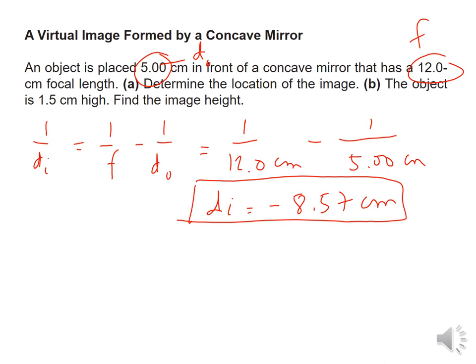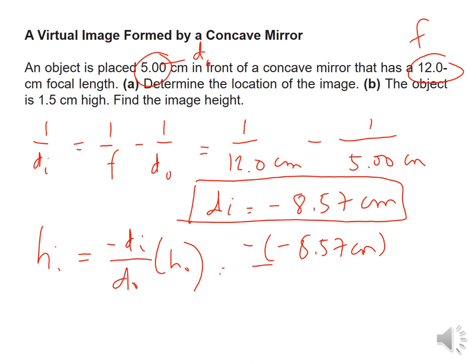Now let's find the answer for letter B, in which we're looking for the image height. Again, for the image height, let's use the equation for magnification. So this is equal to negative DI over DO multiplied by HO. So we have negative of the distance of the image, negative 8.57 centimeter, all over the distance of the object, that is also given. So that's equal to 5.0 centimeter multiplied by the height of the object, which is also given, 1.5 centimeter.